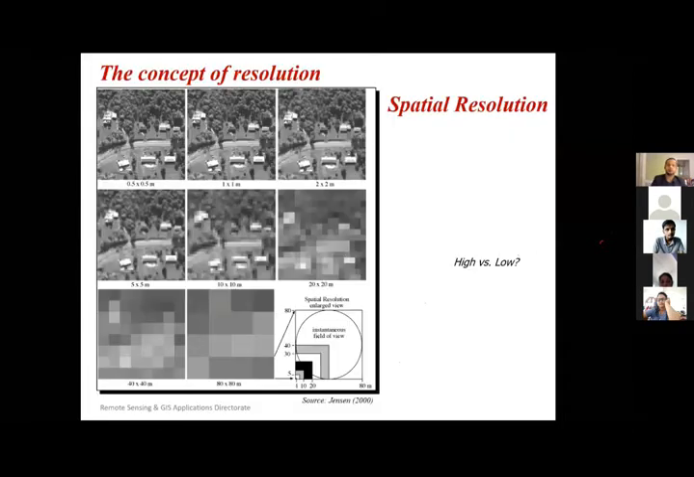Now comes the concept of resolution. So what is resolution? In remote sensing, there are basically 4 types of resolution. One is the spatial resolution, then the spectral resolution, then the temporal resolution, and then the radiometric resolution. The concept of resolution is really important when we are looking into applications, because each of them might have their own use.